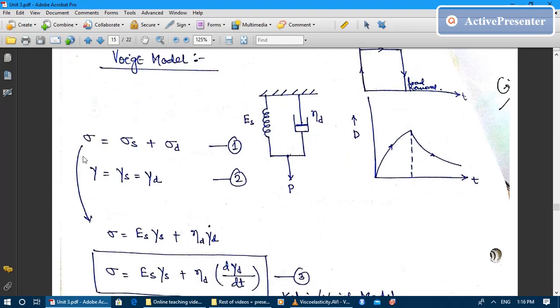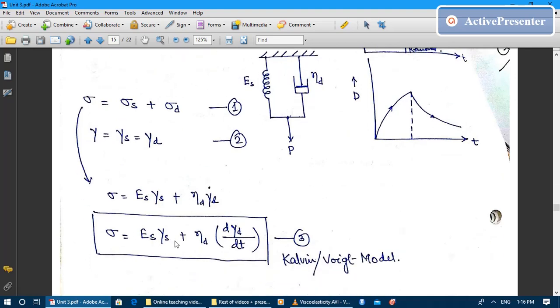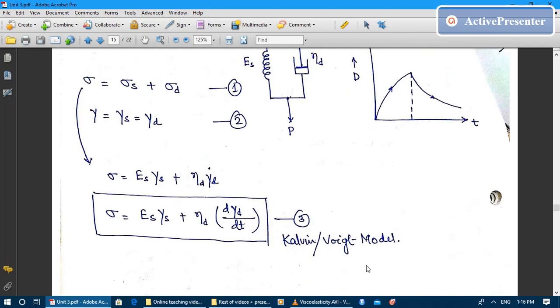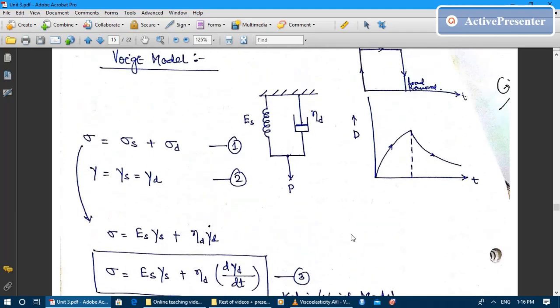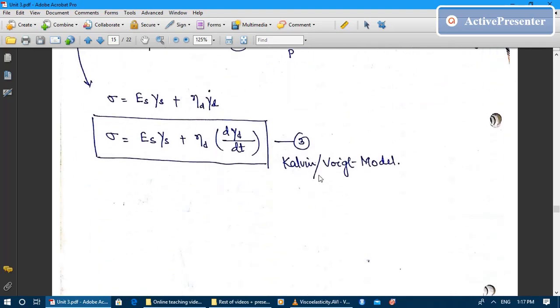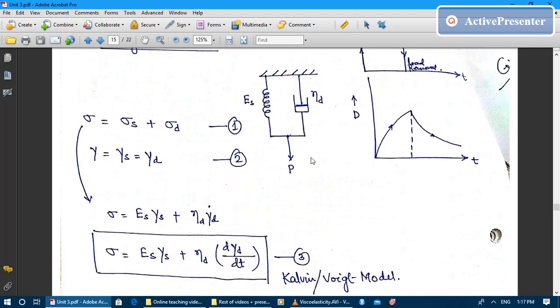And from equation number 1, I can write sigma s is equal to Es gamma s plus eta d gamma d dot, and instead of gamma d dot I can write d gamma d over dt. So this is the Voigt model, or, named after another scientist, sometimes it is known as the Kelvin-Voigt model. So these are the two models of viscoelasticity. There are many other models given by different scientists for viscoelasticity, but in this course we will be limiting ourselves to the Maxwell model and the Kelvin-Voigt model.